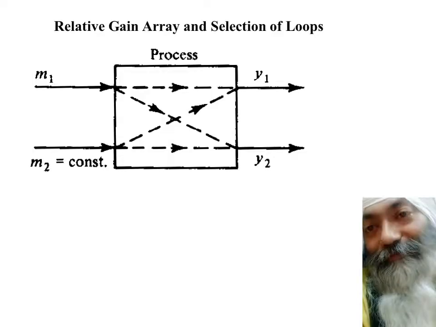Hello guys, we are back with the concept of relative gain array, which will help us in proper selection of loops in case of MIMO, that is multiple input and multiple output systems, where we have a good amount of interaction between the two loops, or in case we have more than two loops.